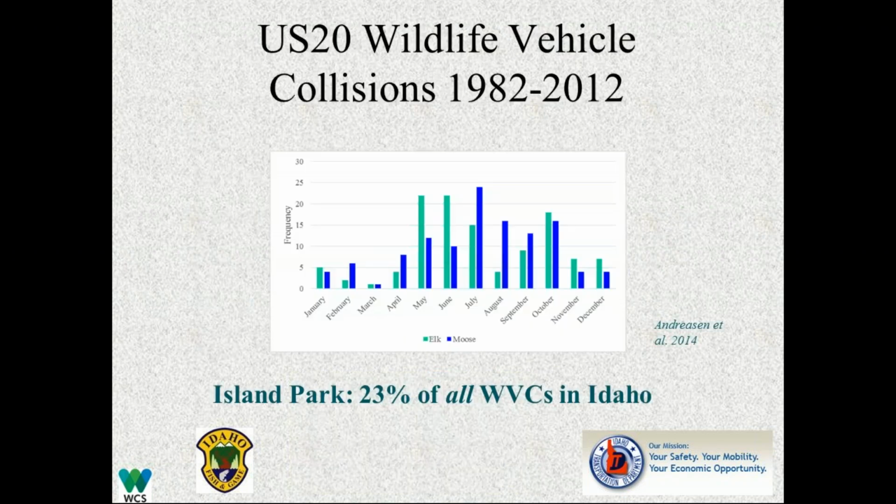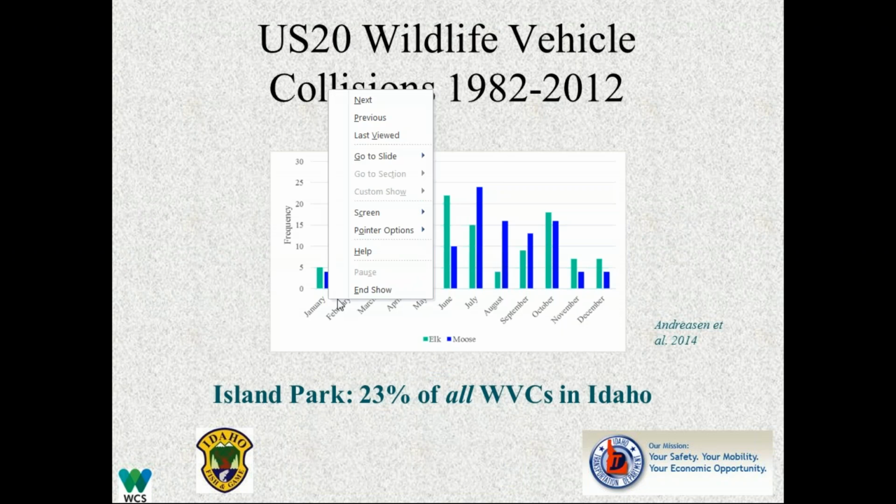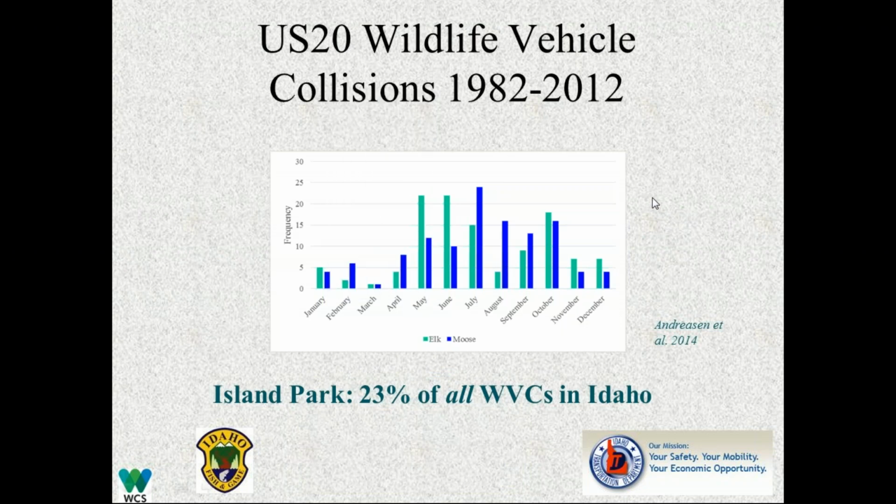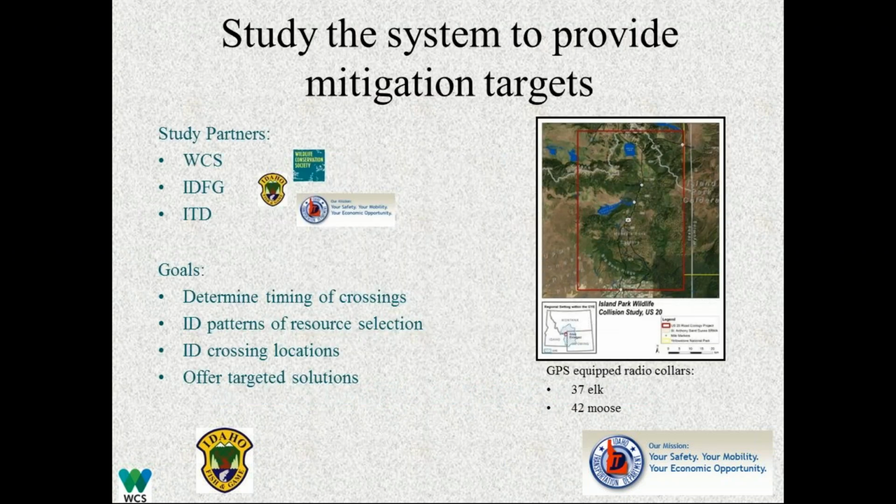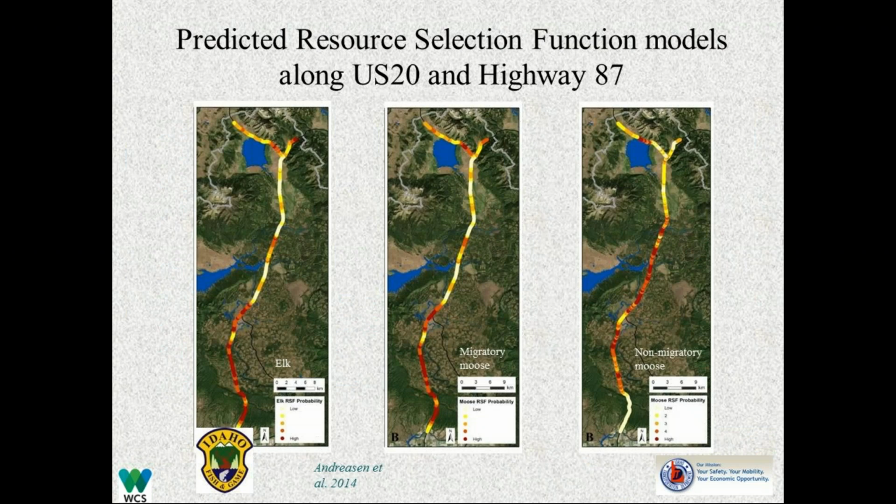And there's a high level of wildlife vehicle collisions. In fact, between 1982 and 2012, over a 30-year period, this one road in the state of Idaho represented 23% of all wildlife vehicle collisions in the entire state. So I'm going to go through this fairly quick, but WCS partnered with Idaho Fish and Game and the Idaho Transportation Department, and we collared 37 elk and 42 moose, and we used techniques very similar to what we just did for pronghorn. And we identified the crossing locations and the high probability crossing locations for elk, as you see here on the left. The higher probability crossings are in red. Migratory moose in the center, and non-migratory moose or year-round residents here on the right.